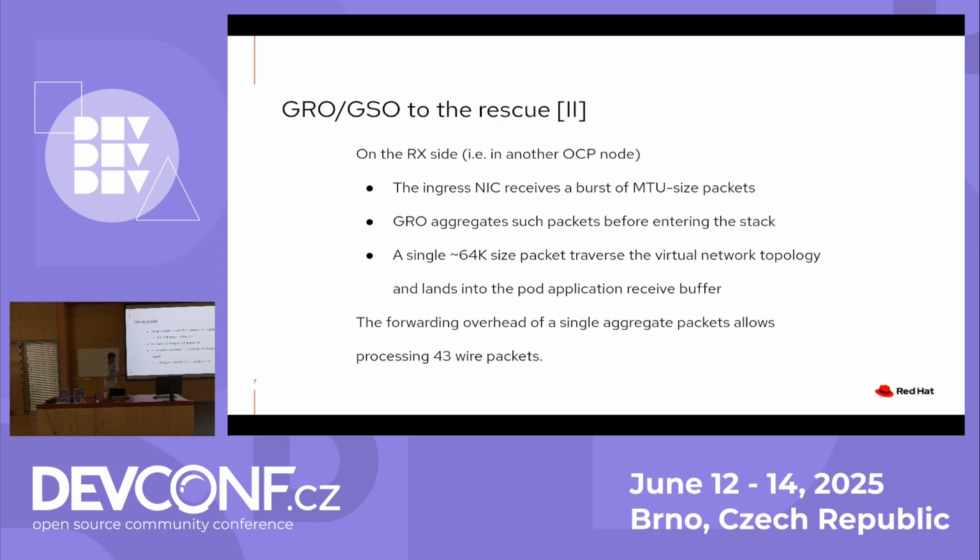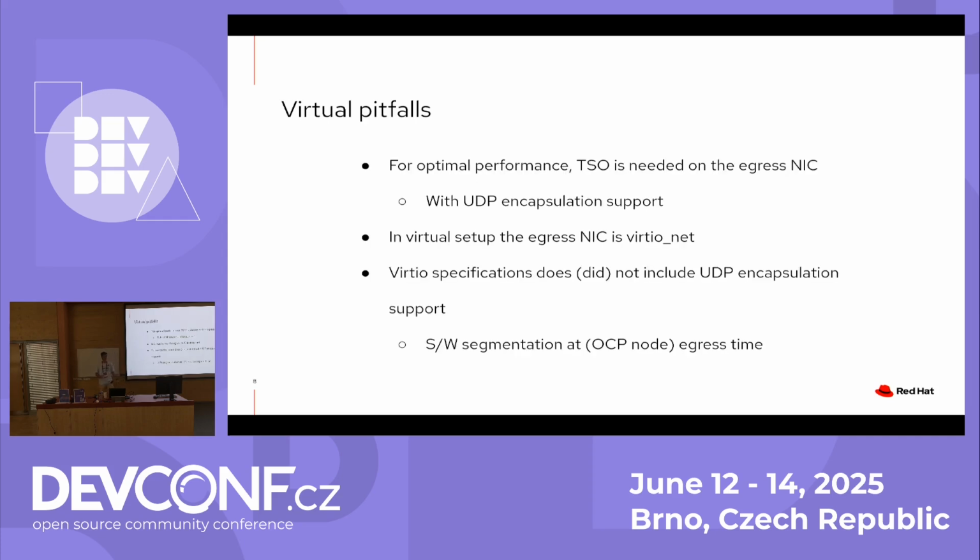But unfortunately, we are not discussing bare metal. We are interested in OCP over OpenStack. In OCP over OpenStack, we have seen that the egress device for OCP is the virtio network device. And virtio does not support TSO for UDP encapsulated packets. The virtio device is not able to do the segmentation work for the kernel. The kernel has to do it by itself.